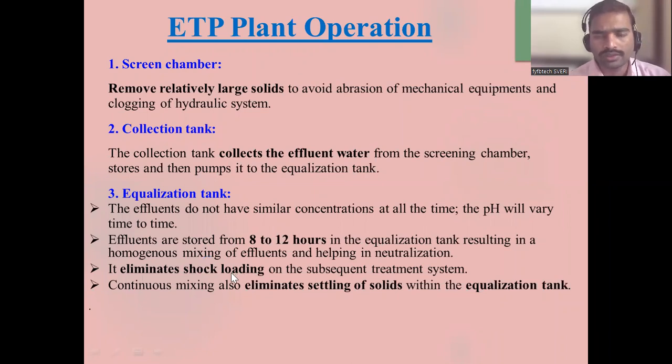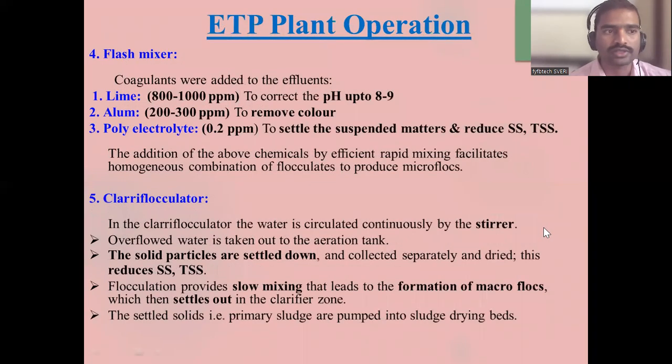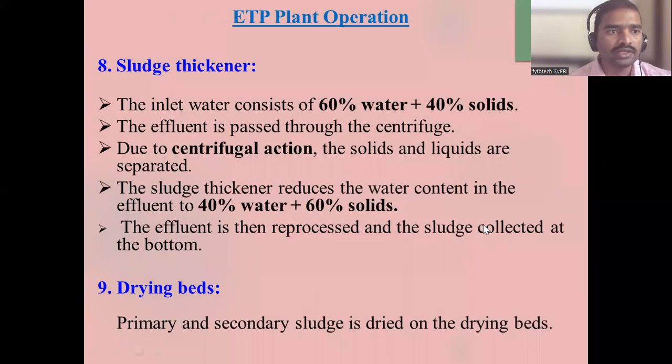So effluent is always coming, and shock loading is reduced. Continuous mixing also eliminates the settling of solids in the equalization tank. So just go through all this that I have explained in the flow chart. Again there is a flash mixer. Lime is added, alum or polyelectrolyte, clarifier. Okay, aeration tank, clarifier. All these are operations in the ETP.